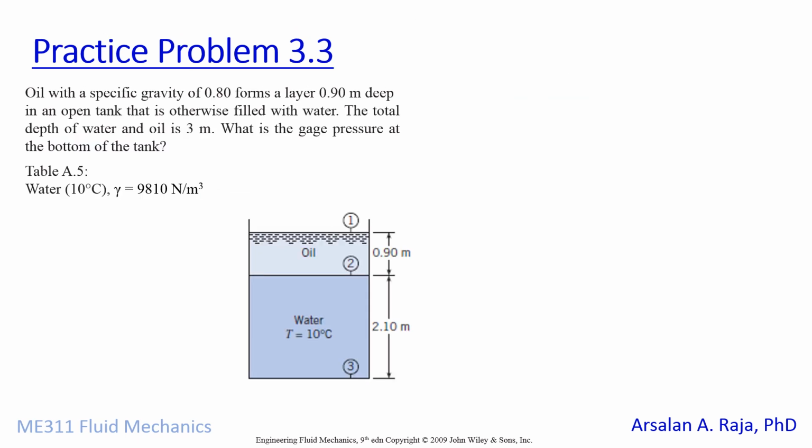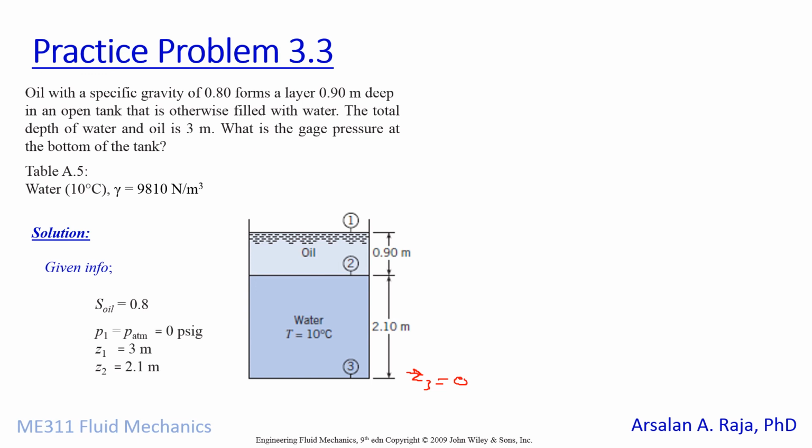Let's look at an example where we have two different kinds of liquid, and both have different densities, right? Oil with a specific gravity of 0.80 forms a layer 0.9 meter deep in an open tank that is otherwise filled with water. The total depth of the water and oil is 3 meters. What is the gauge pressure at the bottom of the tank? What is the gauge pressure when Z3 is equal to 0? Because the total height is 3 meters.